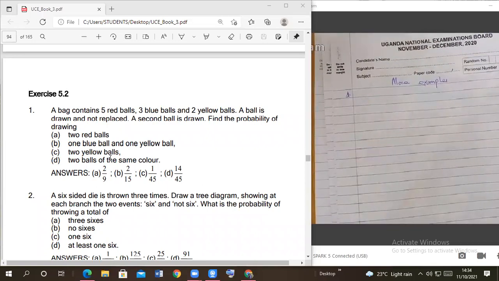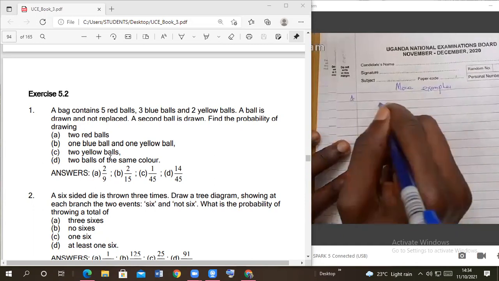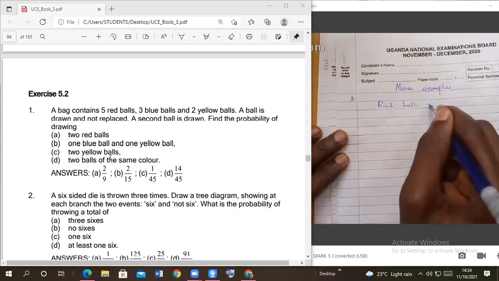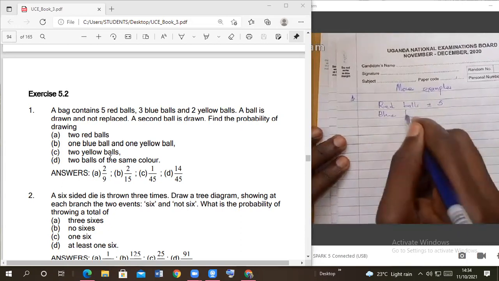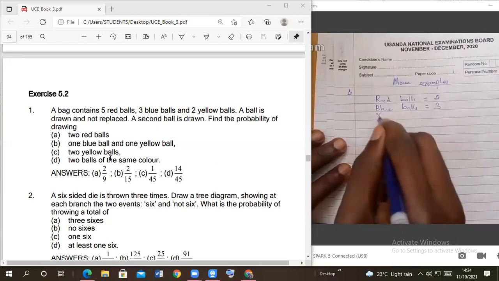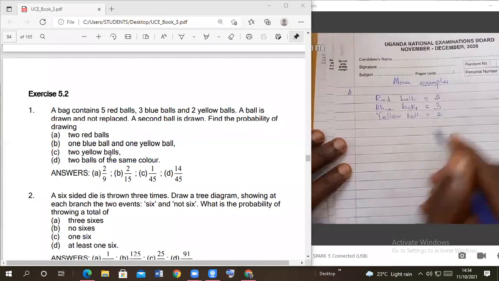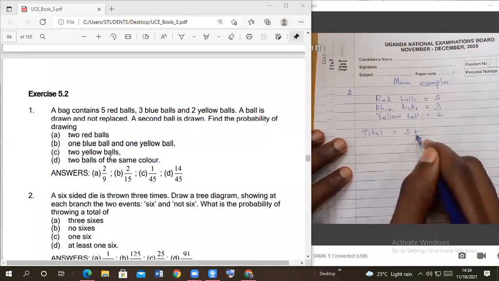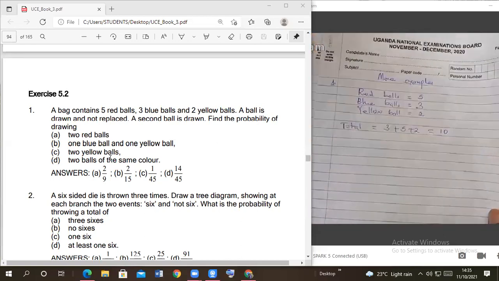They're saying a bag contains 5 red balls, 3 blue balls, and 2 yellow balls. So how many balls in total? It's going to be 5 plus 3 plus 2, which is 10. Total of 10.